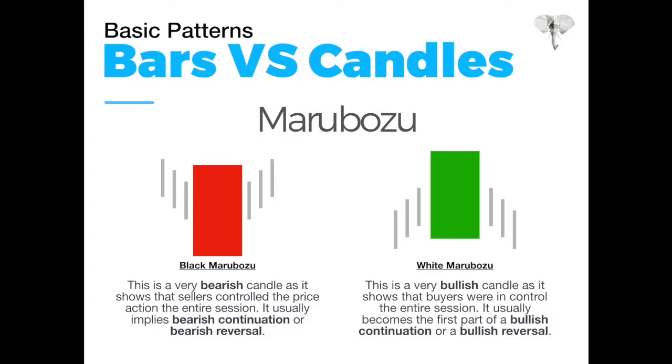Similarly, with the white Marubozu, this is a very bullish candle. The candle opened and sellers weren't allowed to drive price down below its opening price point, and buyers drove price all the way to its high. So these candles are extremely important, and they're significant as far as determining continuation and direction or potential reversals. The black Marubozu is obviously a bearish continuation or a bearish reversal. The white one is obviously going to be a bullish continuation or bullish reversal.